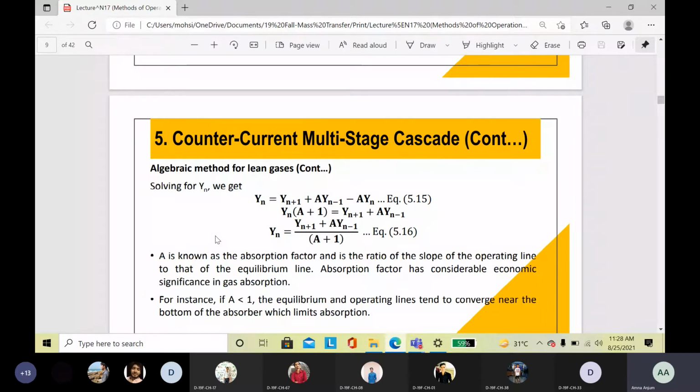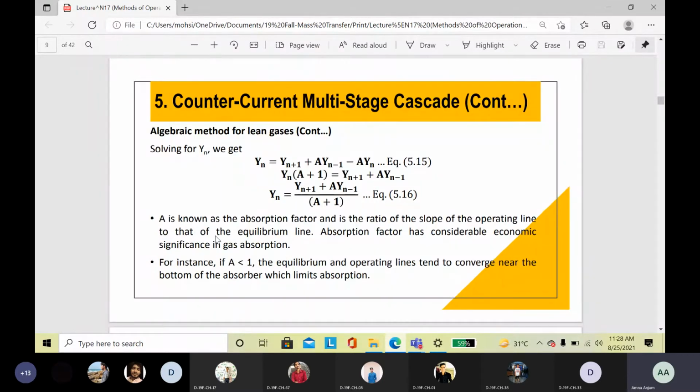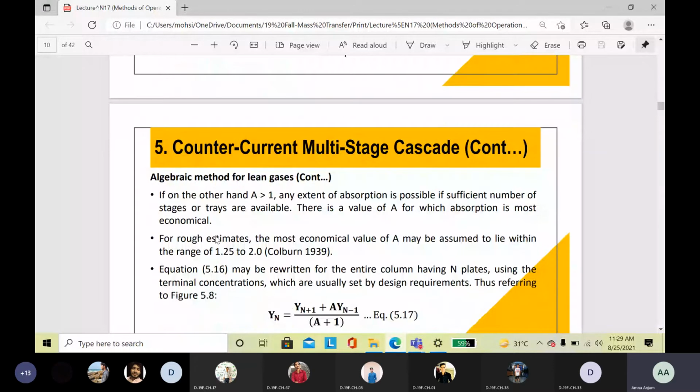For instance, if absorption factor is less than 1, the equilibrium and operating lines tend to converge near the bottom of the absorber, which would limit the operation of the absorption. If absorption factor is greater than 1, any extent of absorption is possible if sufficient number of stages or trays are available. There is a value of A for which absorption is most economical. For a first estimate, the economical value of absorption factor may be assumed to lie within the range of 1.25 to 2.